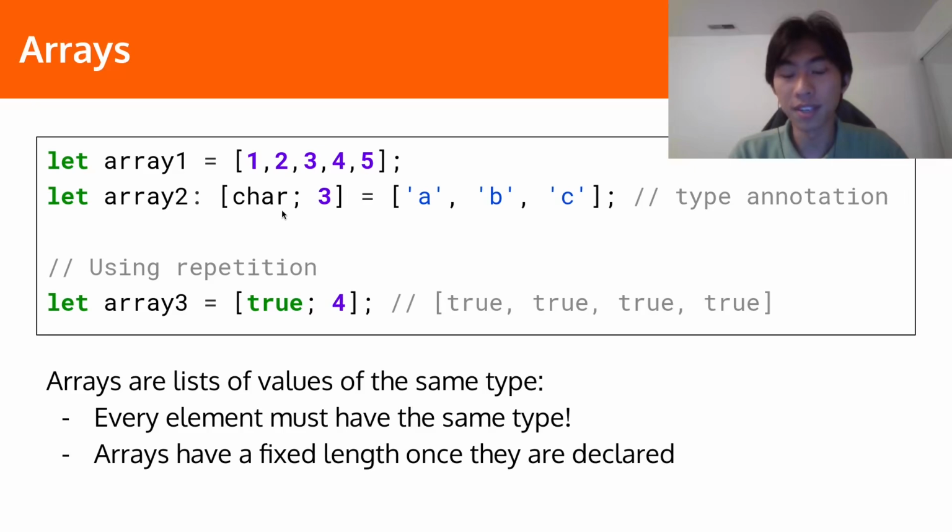We could also provide an explicit type annotation, where we have the type, so characters, a semicolon, and then how many of that type we have. So this is an array of length 3 of characters. Or instead of specifying each of the elements individually, we can use repetition. So this is 4 trues. And because true is a boolean, the compiler is able to deduce that array 3 is an array of 4 bools.